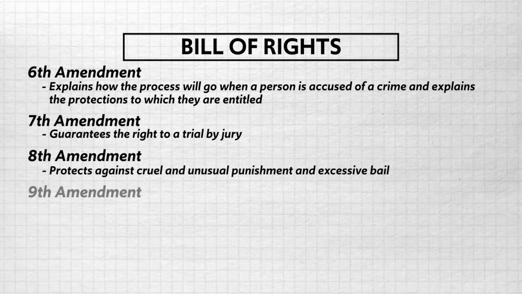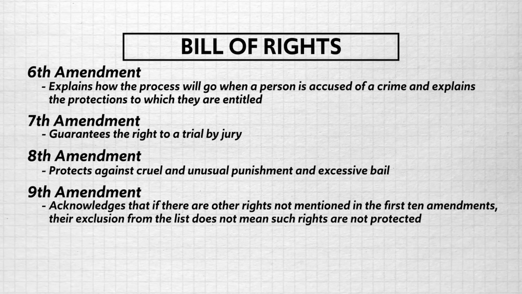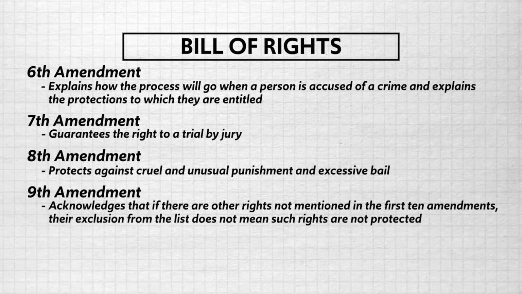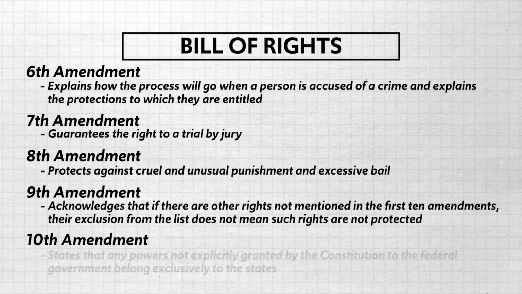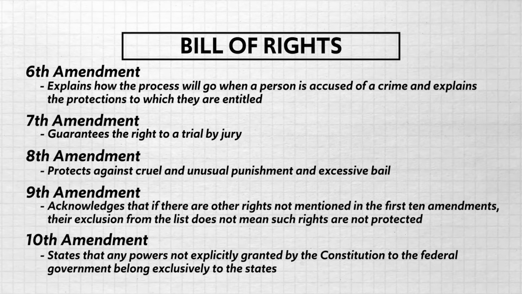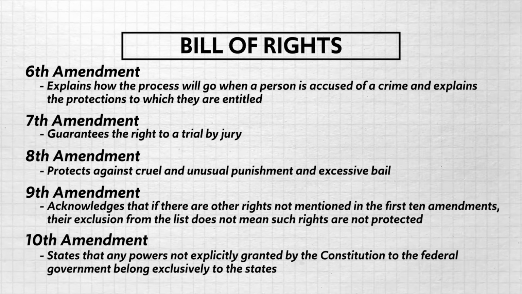The Ninth Amendment acknowledges that if there are other rights not mentioned in the first 10 amendments, their exclusion from the list does not mean that such rights are not protected. And the 10th Amendment says that any powers not explicitly granted by the Constitution to the federal government belong exclusively to the states. Okay, so that's the content of the Bill of Rights, and there's one more very important thing I need to mention regarding these amendments.